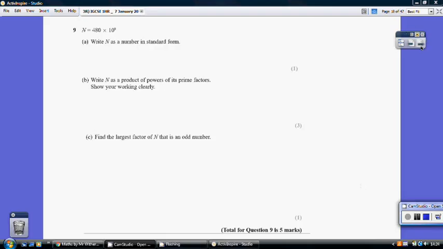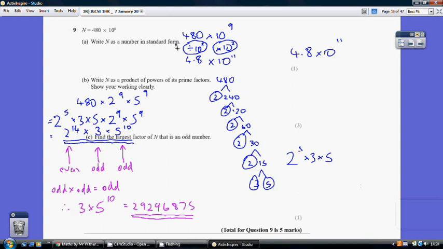Question 9. Now, with a standard form number, the first number has got to be between 1 and 10. So where would we put the decimal point in 480 to get a number between 1 and 10? Well, it would be between the 4 and the 8 to give us 4.8. Now, how do we convert 480 into 4.8? Well, we divide by 100. We divide by 10 squared.